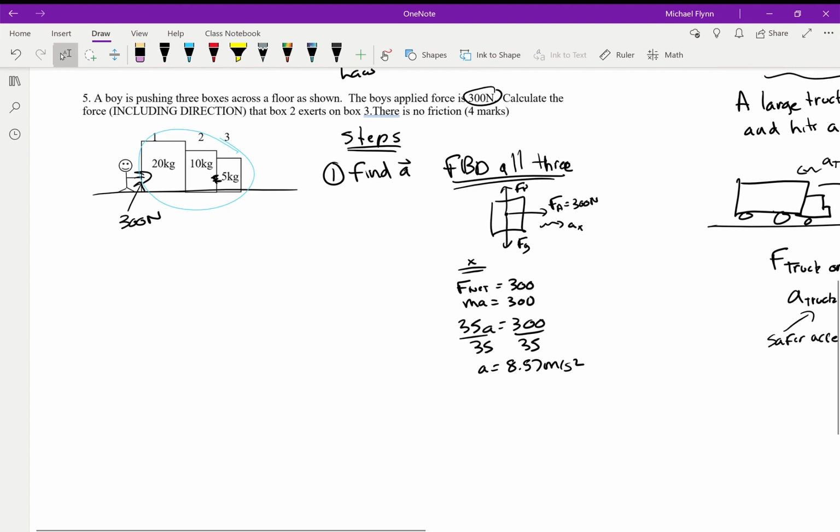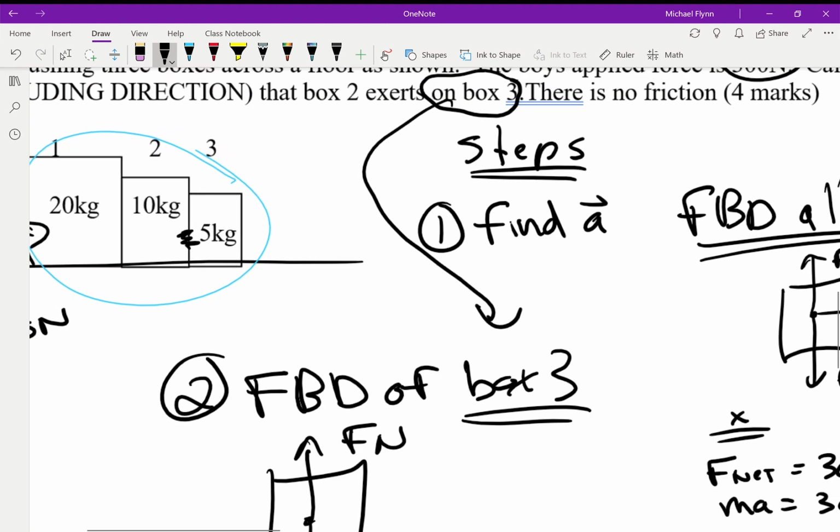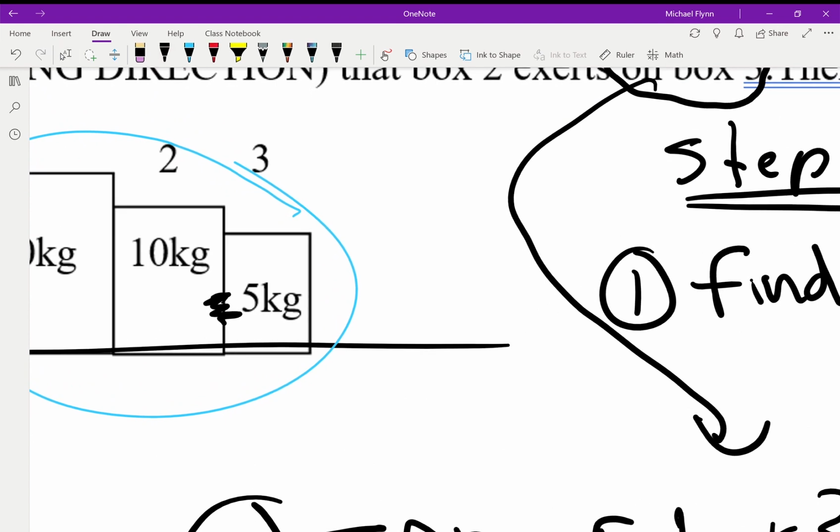Now what about step two? Well, step two, we're going to answer the question, what force does 2 exert on 3? So I'm going to circle this, because it's on box 3, right? So in step two, we're going to answer the question by drawing a free body diagram of box 3, the forces on that box. Now, there's gravity on box 3. There's a normal force on box 3, and I'm just going to zoom in on this. There's one other force here.